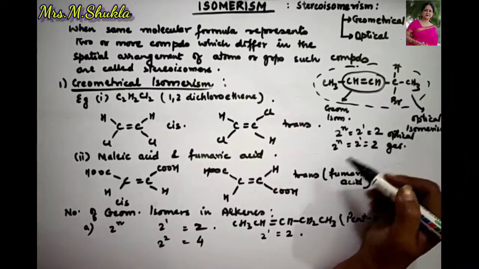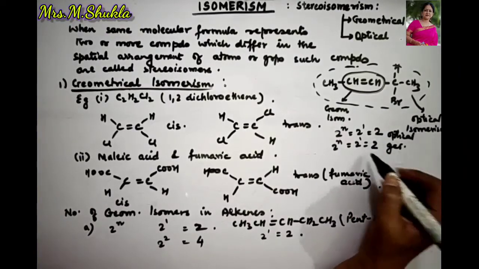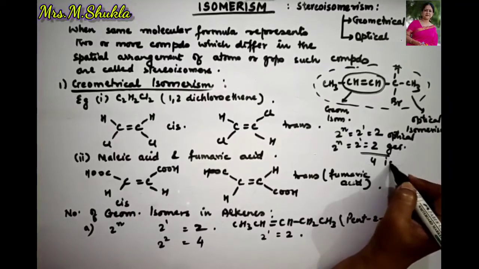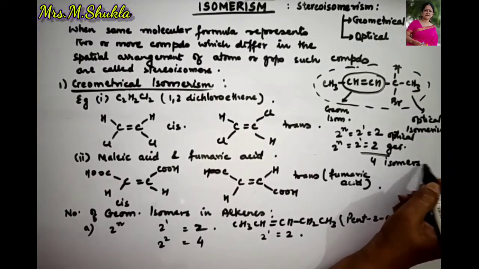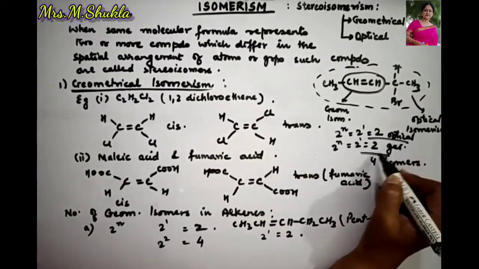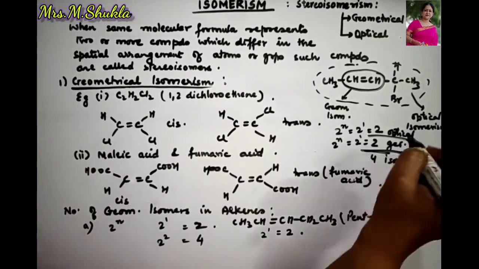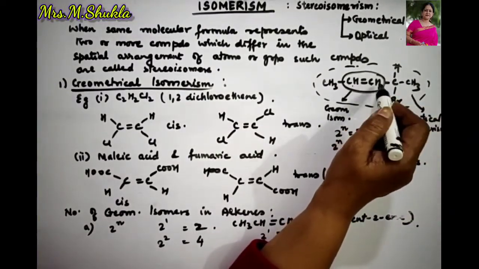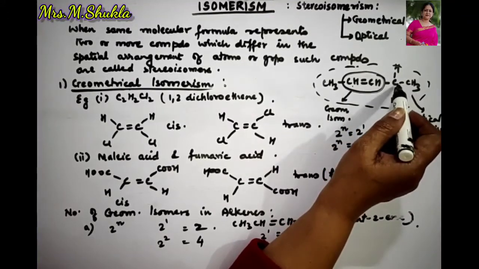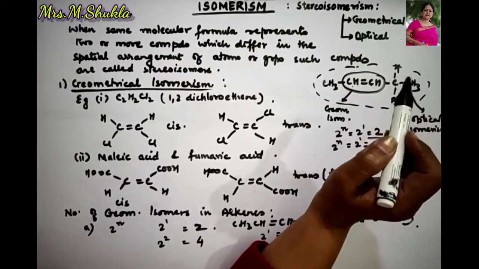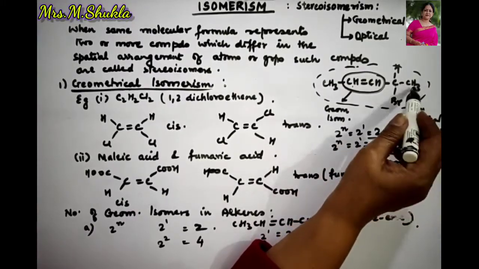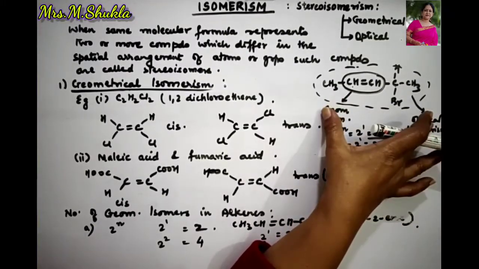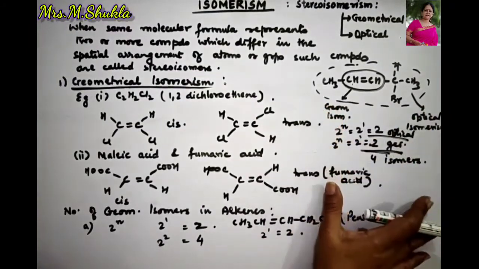So in total, how many isomers are there? The total number of isomers is 4, where you will find 2 optical isomers and 2 geometrical isomers. And when is this possible? When along with the double bond, if there is an asymmetric carbon also present, then you have both geometrical and optical isomerism found over here. I hope this point is clear.